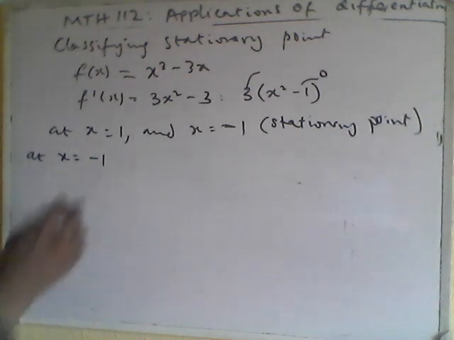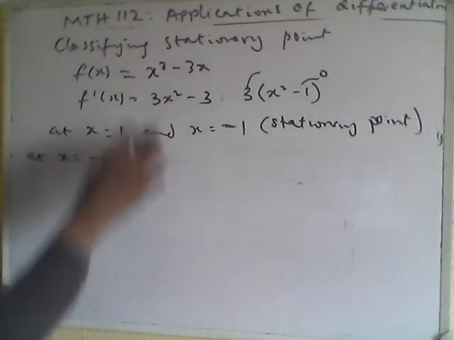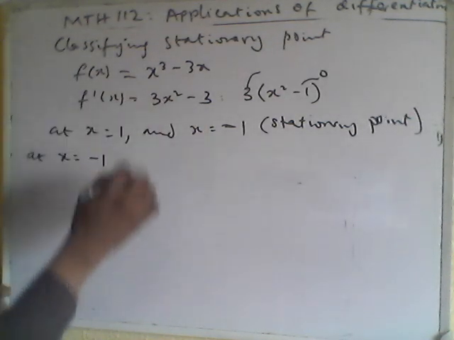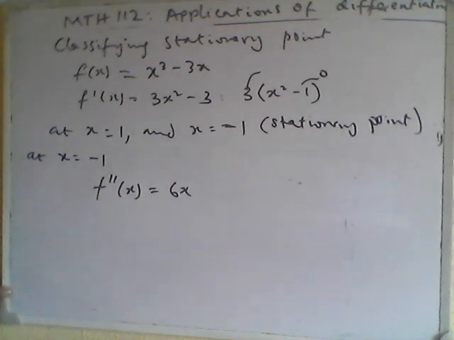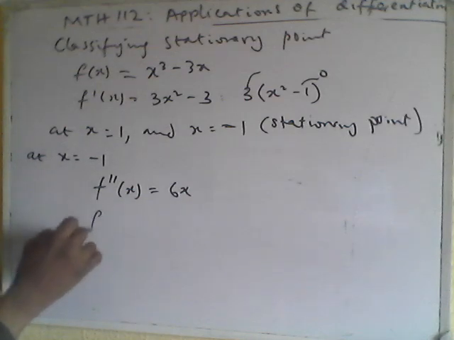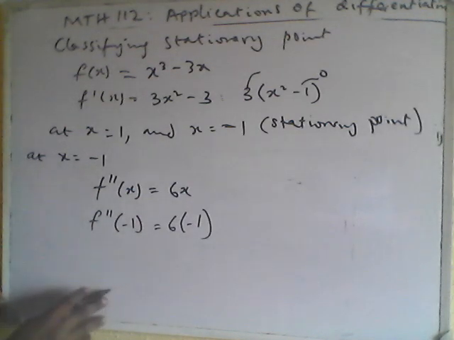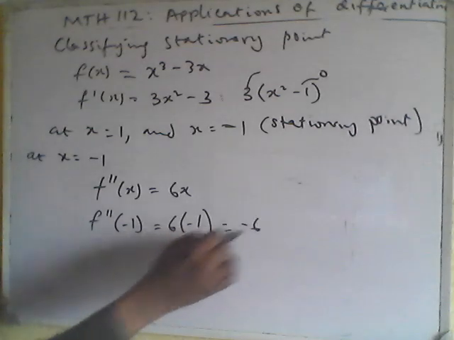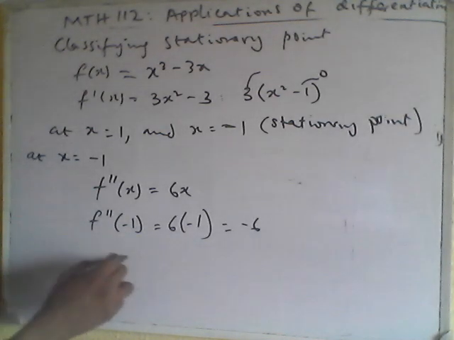Sorry about that. So the second derivative of this one is to differentiate the first derivative. So I have it as 6x, right? Now if I put minus 1 here, for instance, what will I get? F prime prime of minus 1 is equal to 6 into minus 1. I will get minus 6. Now minus 6, what is it in relation to 0?